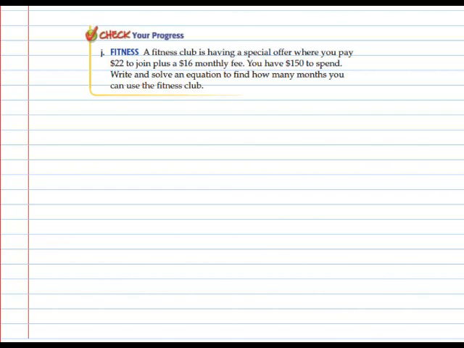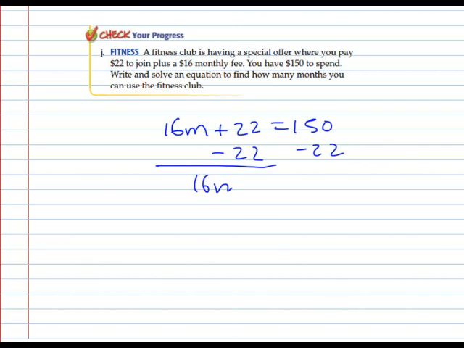A fitness club is having a special offer where you pay $22 to join, plus a $16 monthly fee. You have $150 to spend. Write and solve an equation to find how many months you can use the fitness club. $16 times n, which is your monthly fee, plus 22 equals $150. Undo the addition with subtraction.